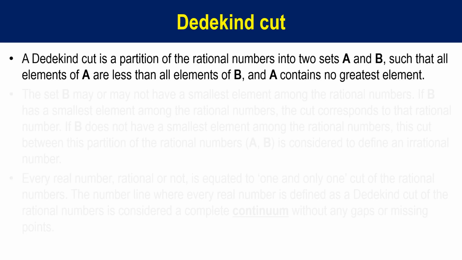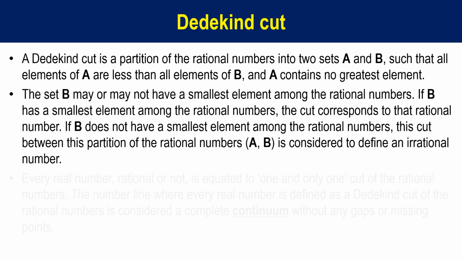A Dedekind cut is a partition of rational numbers into two sets A and B such that all elements of A are less than all elements of B and A contains no greatest element. The set B may or may not have a smallest element among the rational numbers. If B has a smallest element among the rational numbers, the cut corresponds to that rational number.